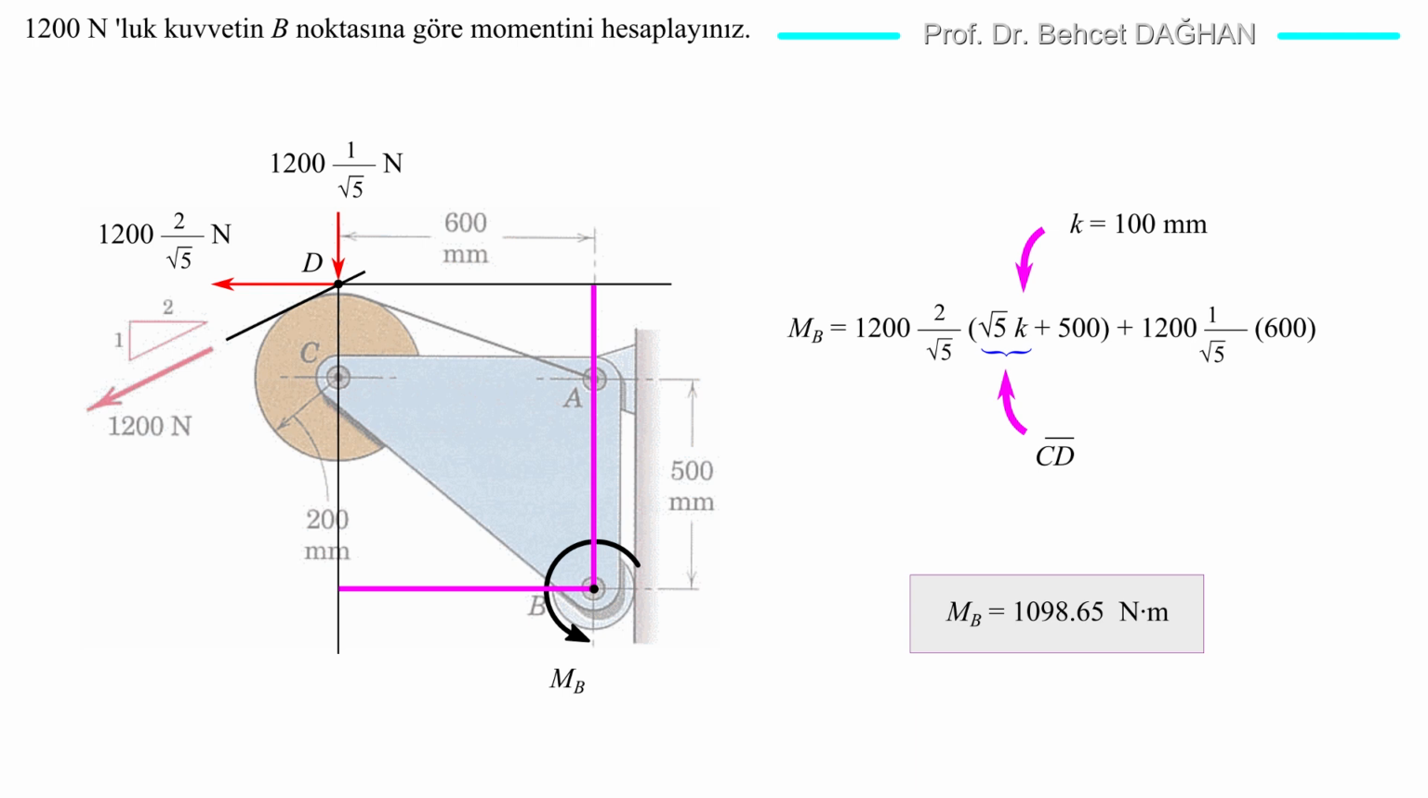The moment arm of the vertical component is 600 millimeters. The moment arm of the horizontal component is CD plus 500 millimeters. The distance CD is also square root 5K. K is also 100 millimeters. We substitute all the values into the relation and find the result. Again, we obtain the same value, 1098.65 Newton meters.